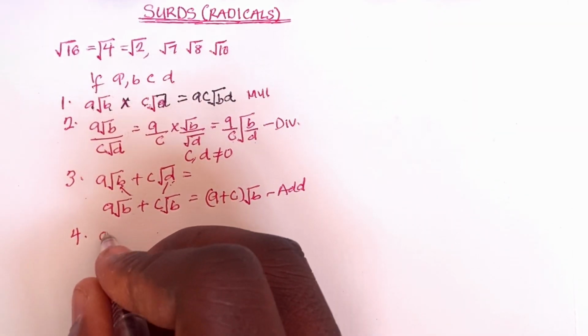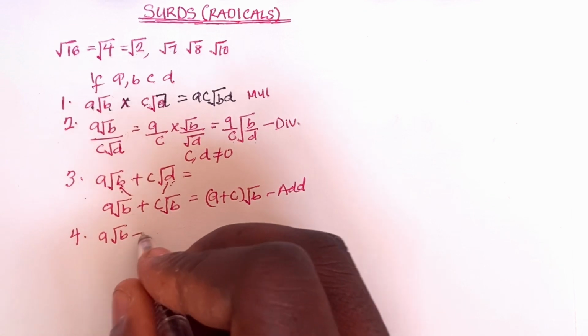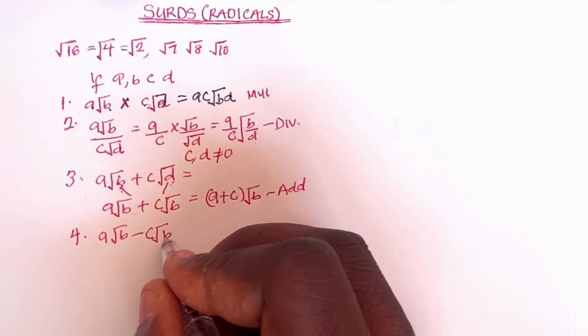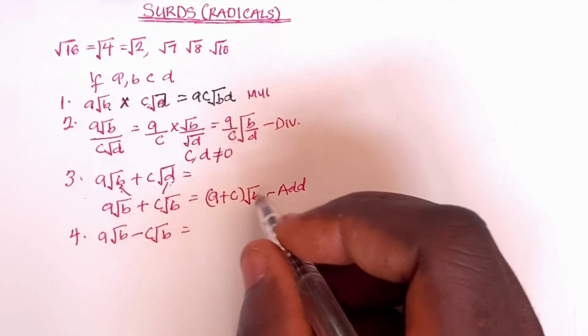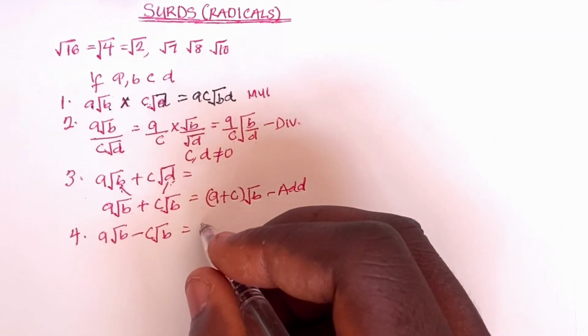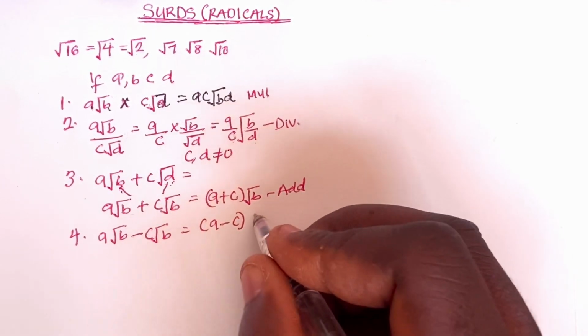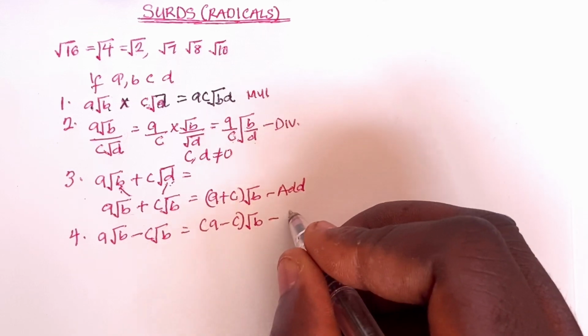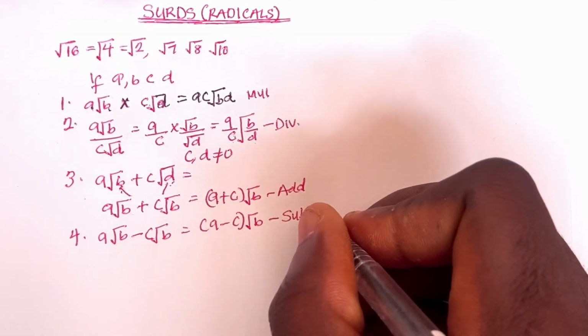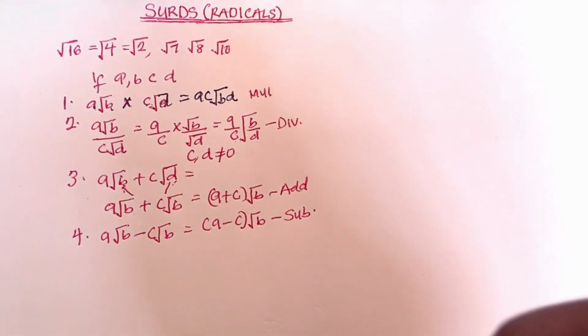Now let's move to subtraction. Suppose you are given a root b minus c root b. This simply means it's still the same as this, you are factorizing root b out. Then you are going to have a minus c root b, which is the law of subtraction. That's the rule for subtraction. So these are the rules for SURD.